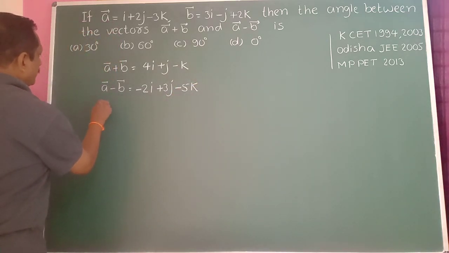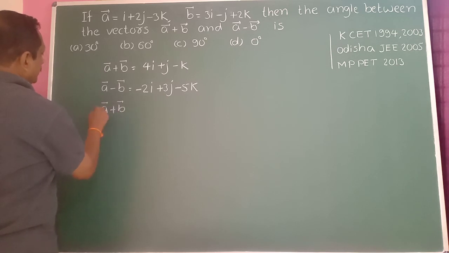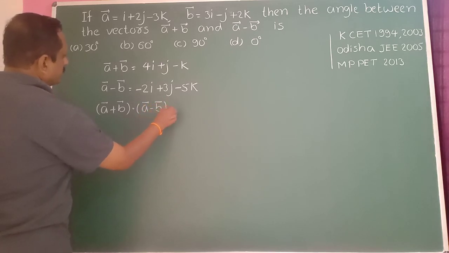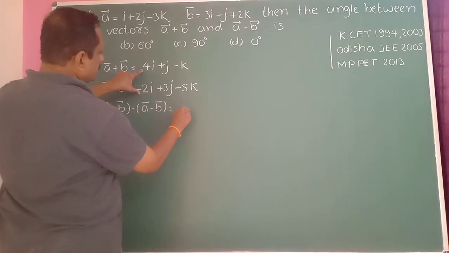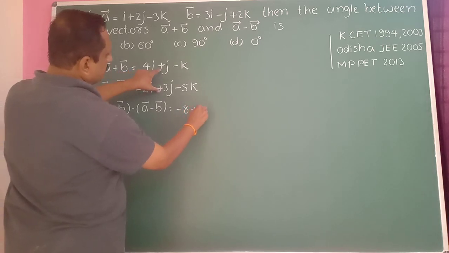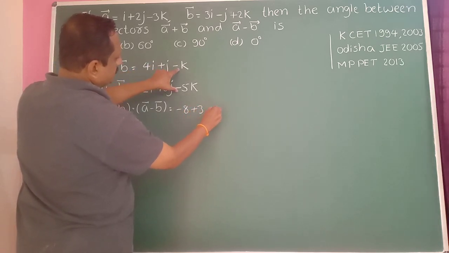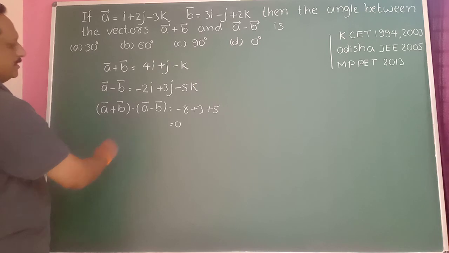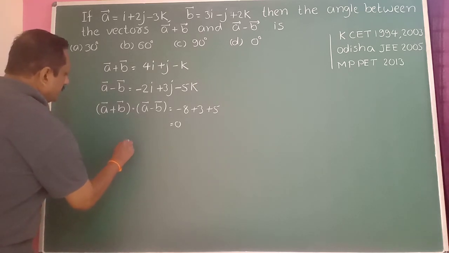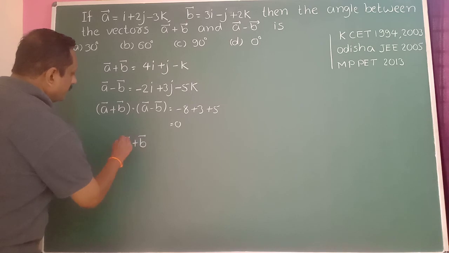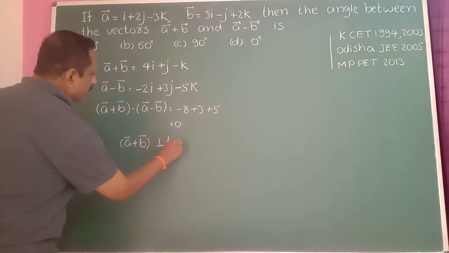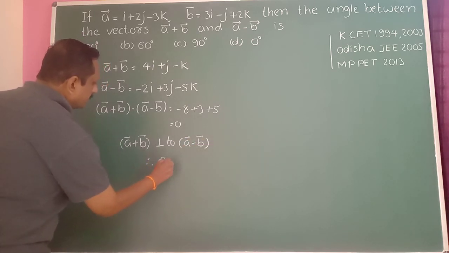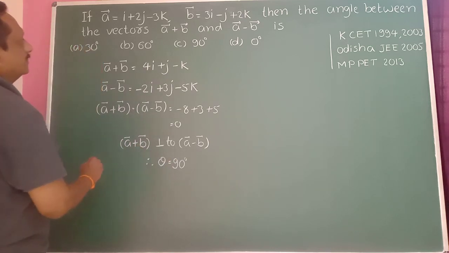Then find its dot product here. If the dot product is 0, then obviously they are perpendicular to each other. But check here if the dot product is 0 or not. 4 into minus 2 gives minus 8. 3 into 1 becomes 3. Minus 1 into minus 5 gives plus 5. 5 plus 3, 8 minus 8 becomes 0. So therefore the dot product is 0. Yes sir, a bar plus b bar is perpendicular to a bar minus b bar. Therefore, angle theta must be what here? 90 degrees. Therefore, C is the answer.